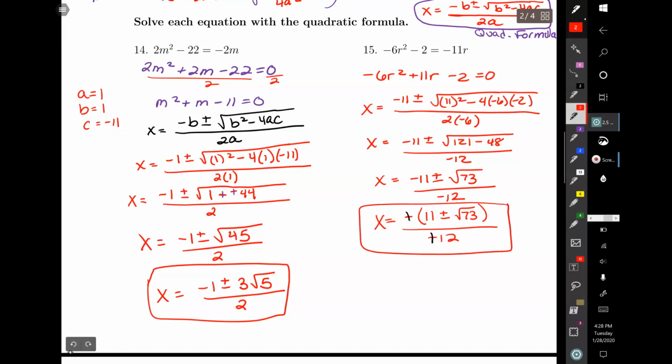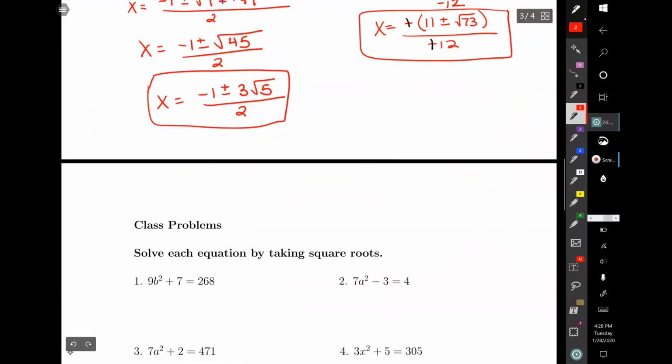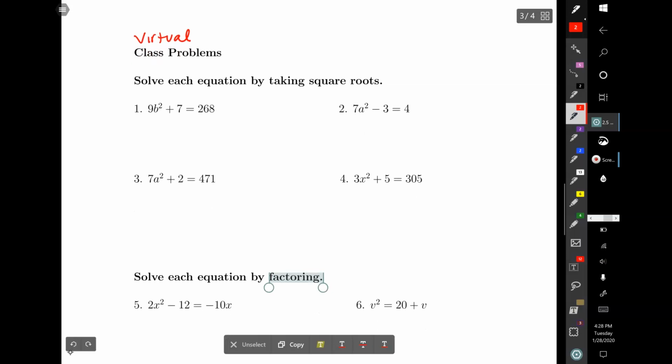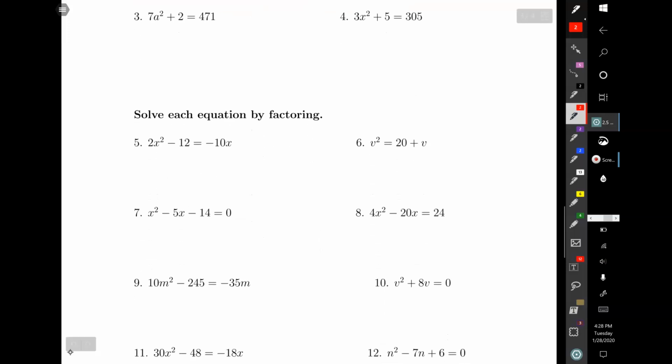There are some more problems on your video companion. I'll just show you here. Class problems, it says. We can add the word virtual if you want, especially for the online class. So go through and try these, and I will just make an answer sheet for these so you know what the results are. I won't have all the steps.